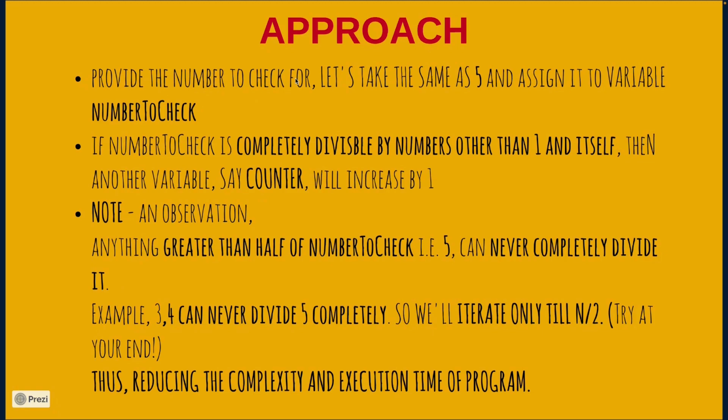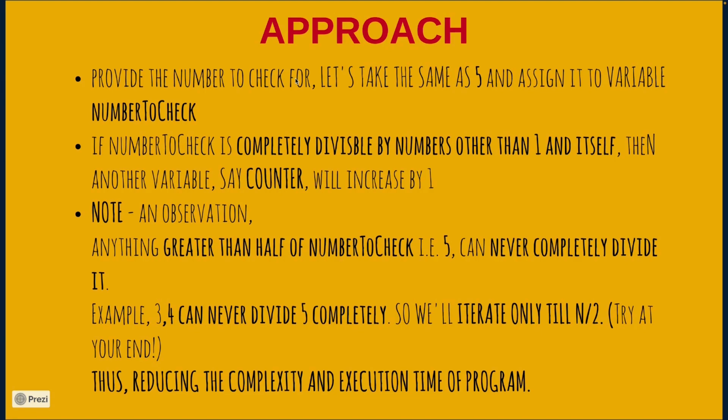Now let's go to point number 3, which is more of a note. This is something that you should know because it's an observation. And why are we discussing this observation? Because every program has to be optimized, so the execution time decreases, right? When you see the line, you'll realize that anything greater than half of the number to check, that is 5, can never completely divide it.